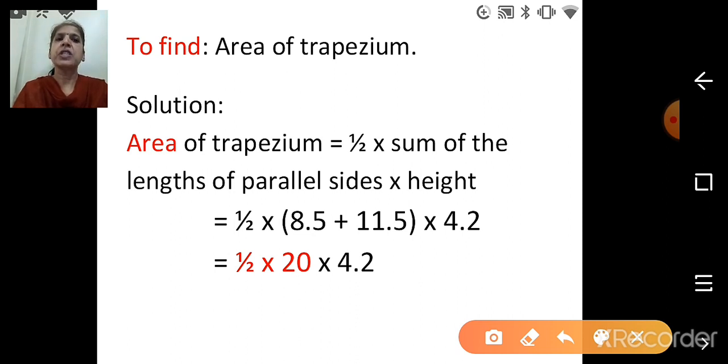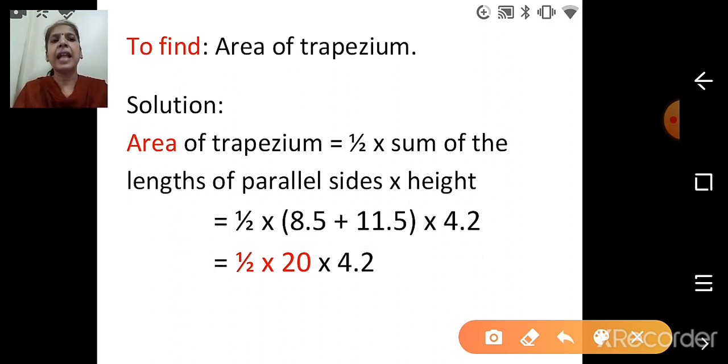Now substitute the values. Half into, now length of the parallel sides is given. It is 8.5 plus 11.5, and that we have to write in bracket, into height. Height given is 4.2. So as we know BODMAS rule, we will solve the bracket part.